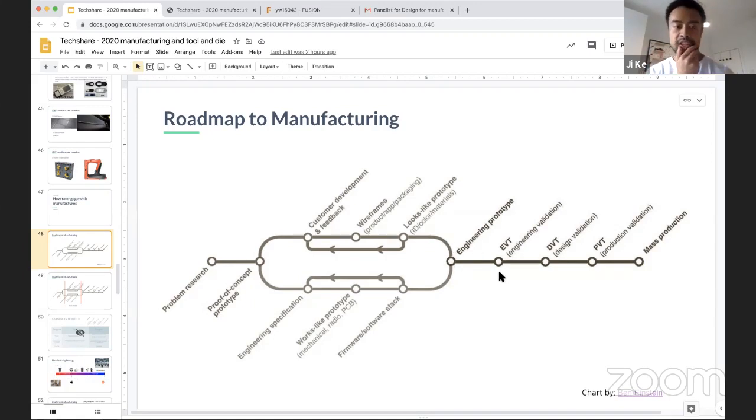So DVT is design validation. Design validation is quite similar to EVT, but it goes into a lot of your CMF factors, right? Like the finishing on your aluminum, when you anodize it, does it look good? The fits between each of the components, is it okay, right? Are you using the right materials, etc.? So those will fall on the DVT.